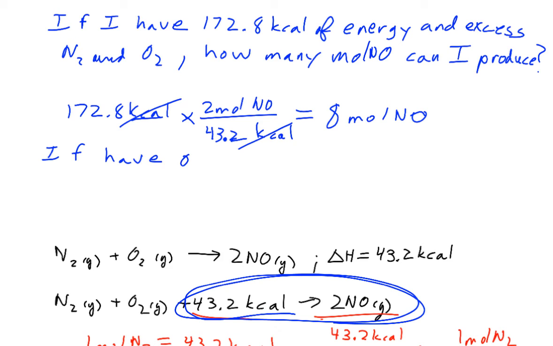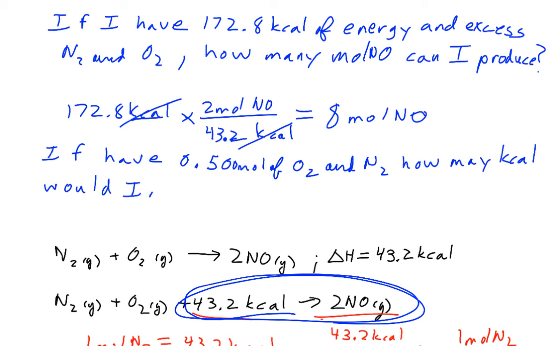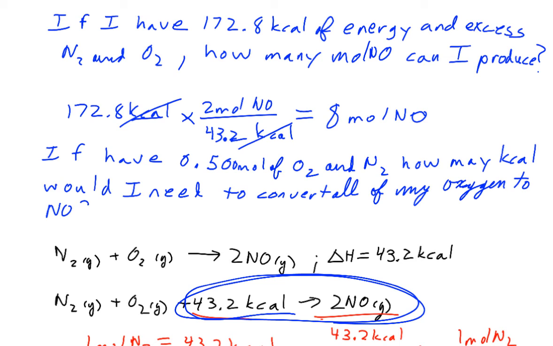If I have 0.50 moles of oxygen and excess nitrogen, how many kilocalories would I need to convert all of my oxygen to nitrogen monoxide?